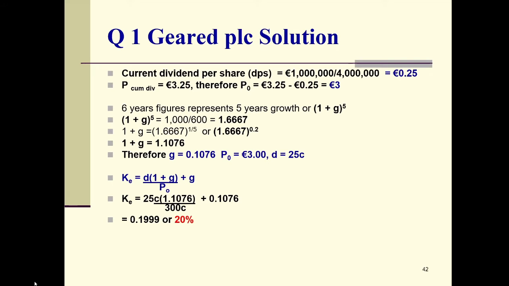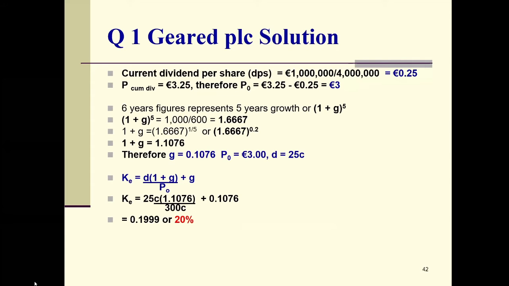So you might have a slightly different answer here depending on the number of decimal places you go to, but you should be ending up with something like 19 or 20%. You get 19, 20, or 21, I'm happy. I'll give you full marks, no problem. Just approximately about 20% is the cost here.